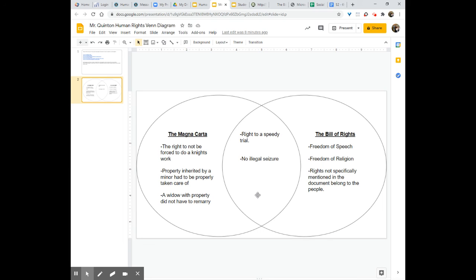And that's also something that is in the Bill of Rights. So we have the Bill of Rights that guarantees people a right to a speedy trial, and you have no illegal seizure in the Bill of Rights. And folks, that's what you are doing, okay? So don't be scared by looking at the size of a document or anything like that. You're just looking them over to try and see if you can find anything that they might share in common, okay? So this is what we're doing.